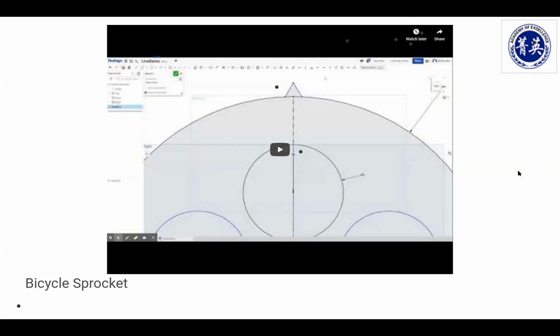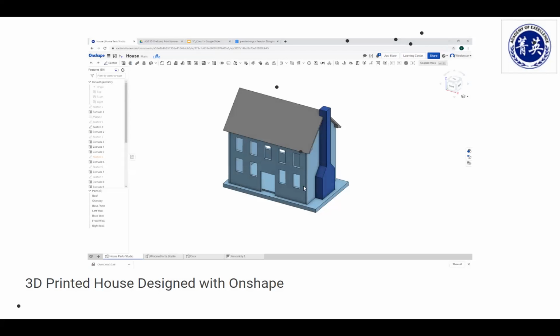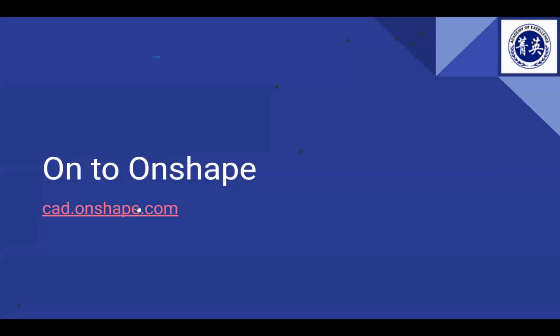Okay, hopefully that piqued your interest a little bit. This is a house I designed in Onshape and printed using the 3D printer that's in my office. So hopefully through the course, you guys can generate something like that. Not necessarily this exact one. I'll go over some details a little bit later. And this is a fairly simple model. So this was drawn in Onshape. So now, with that said, let's go to Onshape.